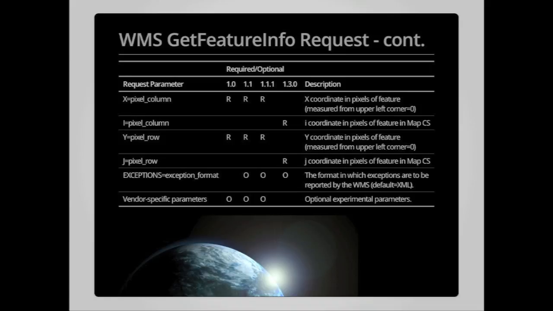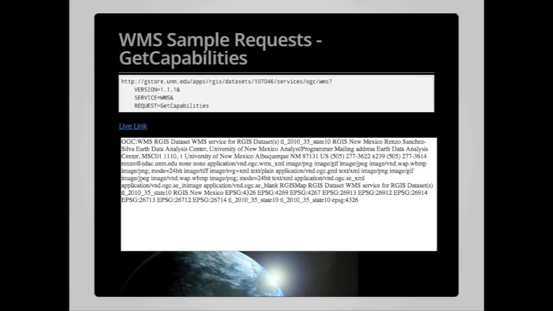There's an optional capability in 1.1 and onward for specifying an exceptions parameter for being able to get any error that is generated by the service in a variety of supported formats, where the default is XML. And versions through 1.1.1 also had optional support for vendor-specific parameters, with that support being removed from 1.3.0.